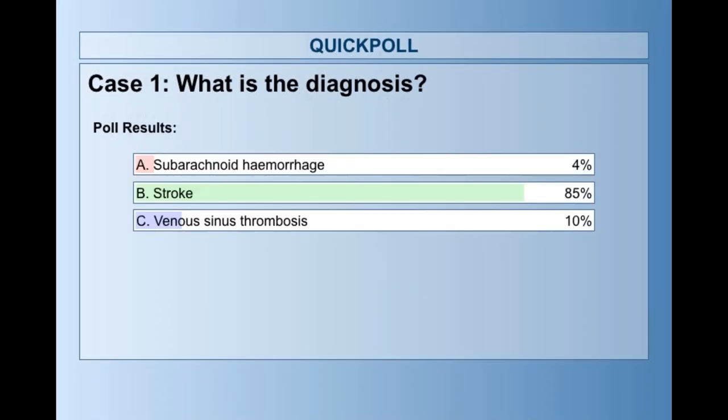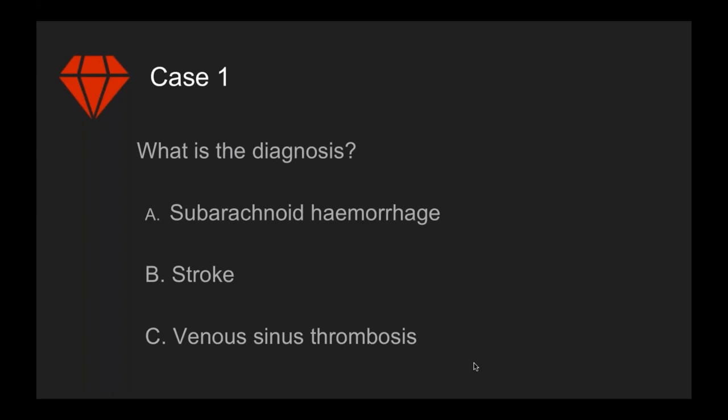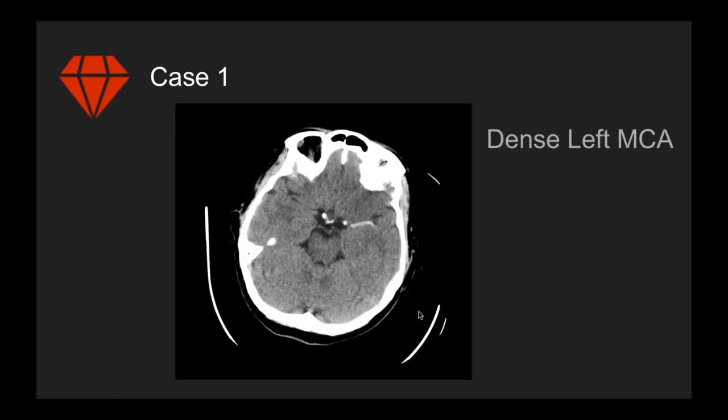Excellent. Hopefully all of you can see the poll results, which is that 85% of you, the majority, said stroke, which is the correct answer. So that's great. We're going back onto the presentation now, and this is the specific slide that shows this stroke. Here you've got this hyperdense left MCA, and that's one of the earliest signs of an acute ischemic stroke on CT.